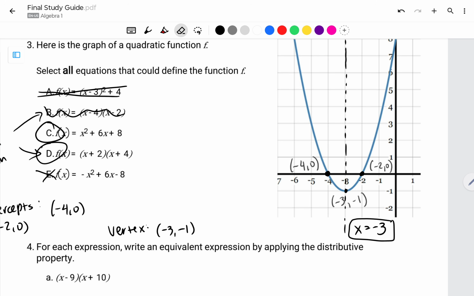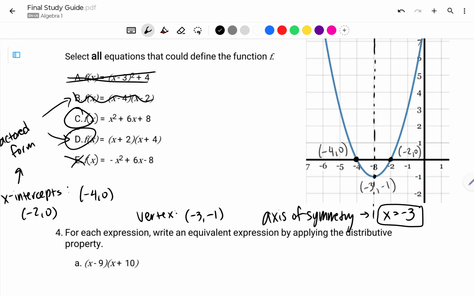Okay, so this is going backwards. You need to be able to look at the parabola and figure out what information you can get. I see my x-intercept, I see my vertex, I see my axis of symmetry. Axis of symmetry, right, is x equals -3. And then based on that information, try to deduce that and pick the answer choices, right?